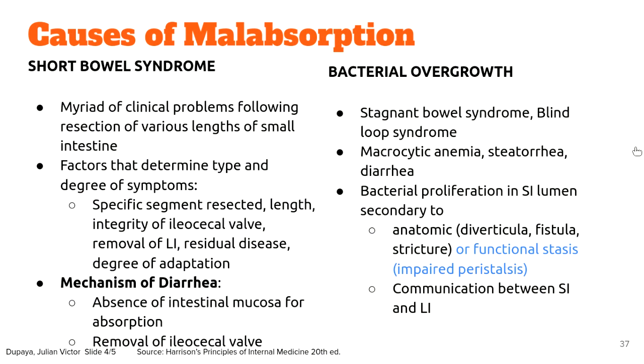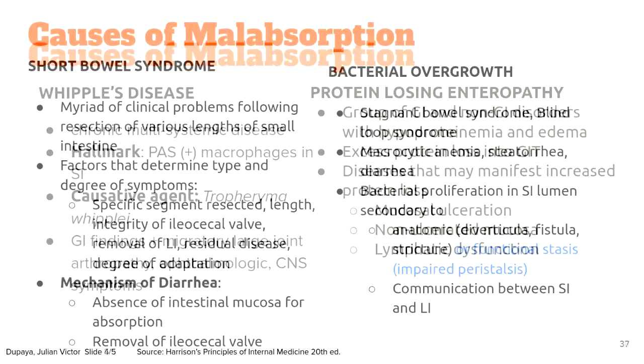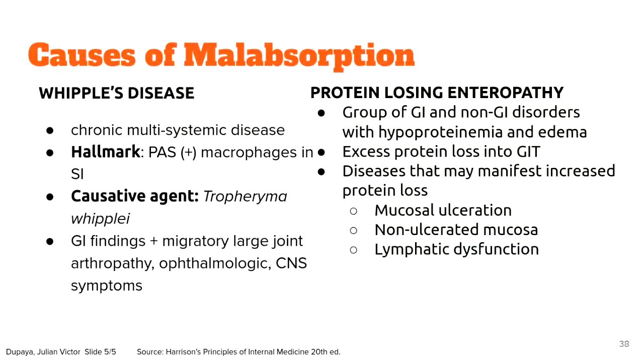Next would be Whipple's disease, which is a chronic multisystemic disease. The hallmark of Whipple's disease is a positive periodic acid-Schiff, foamy macrophages in the small intestine. The causative agent is Tropheryma whipplei. GI findings plus migratory large joint arthropathy, ophthalmologic and sinus symptoms are found.